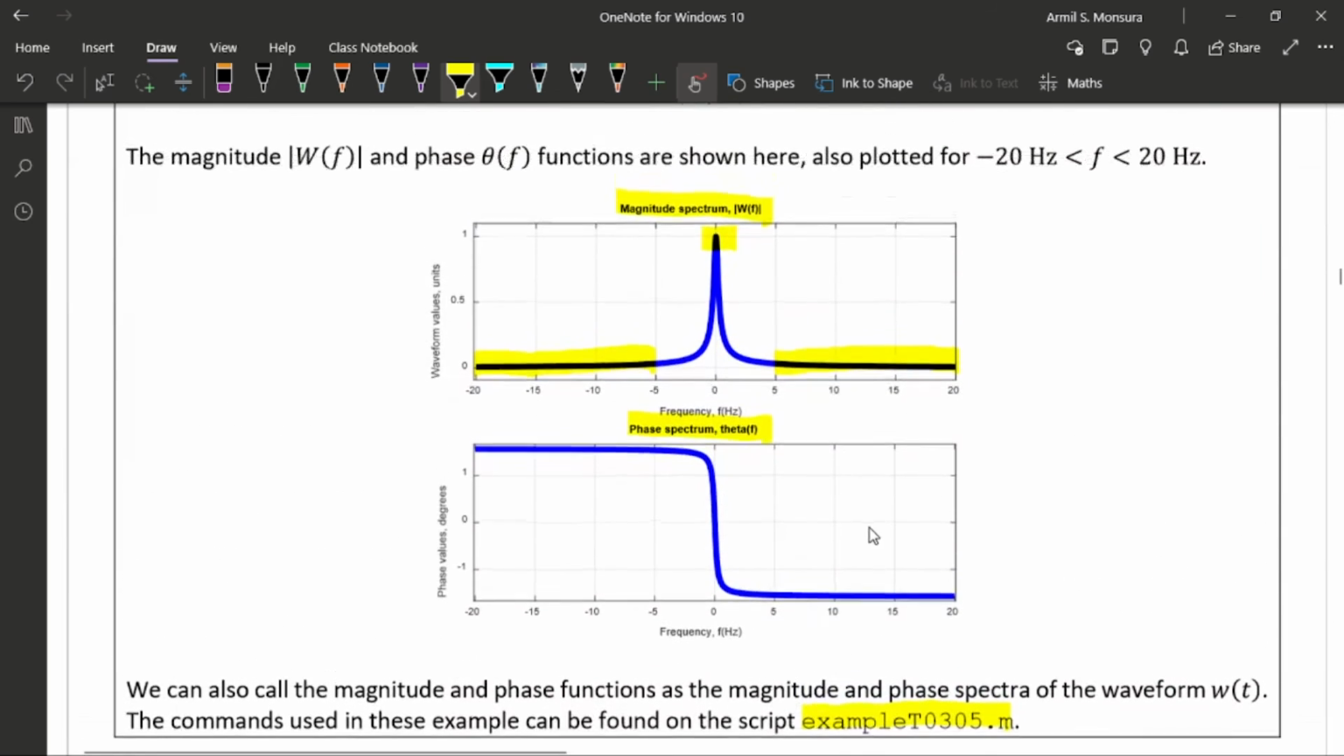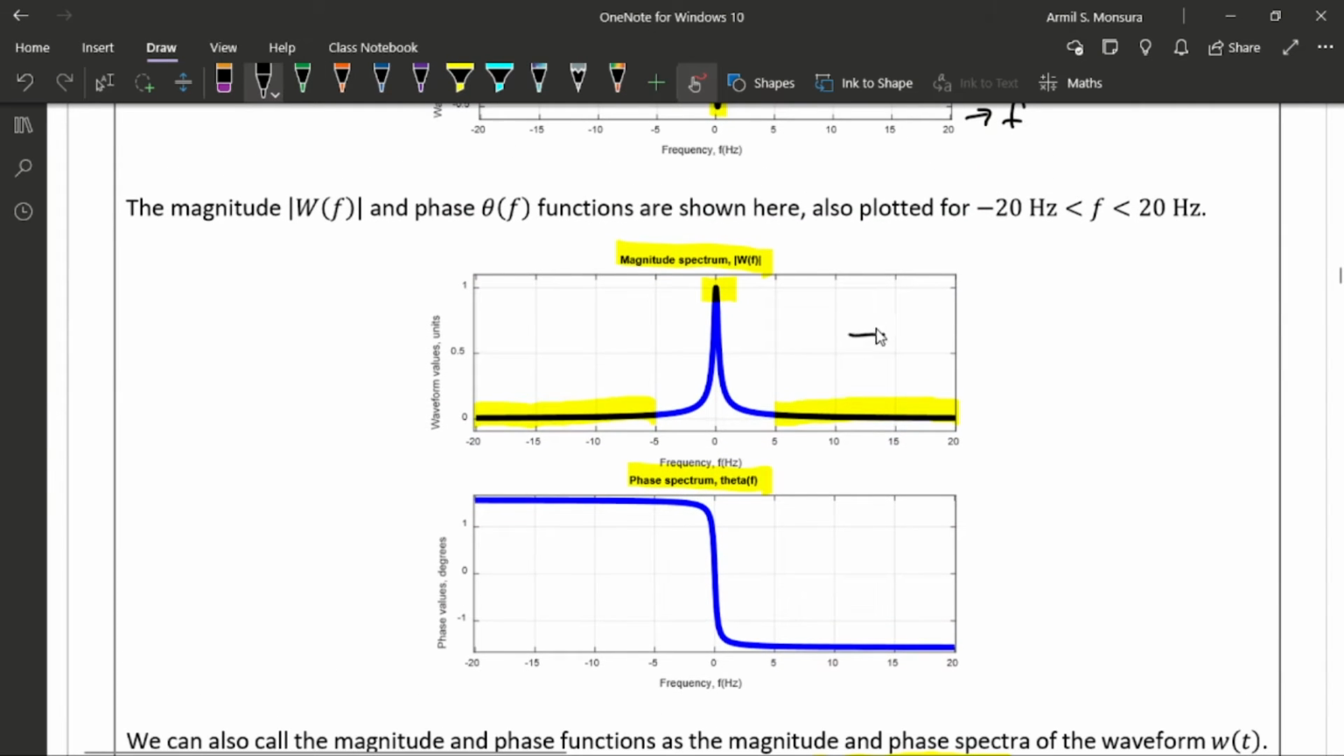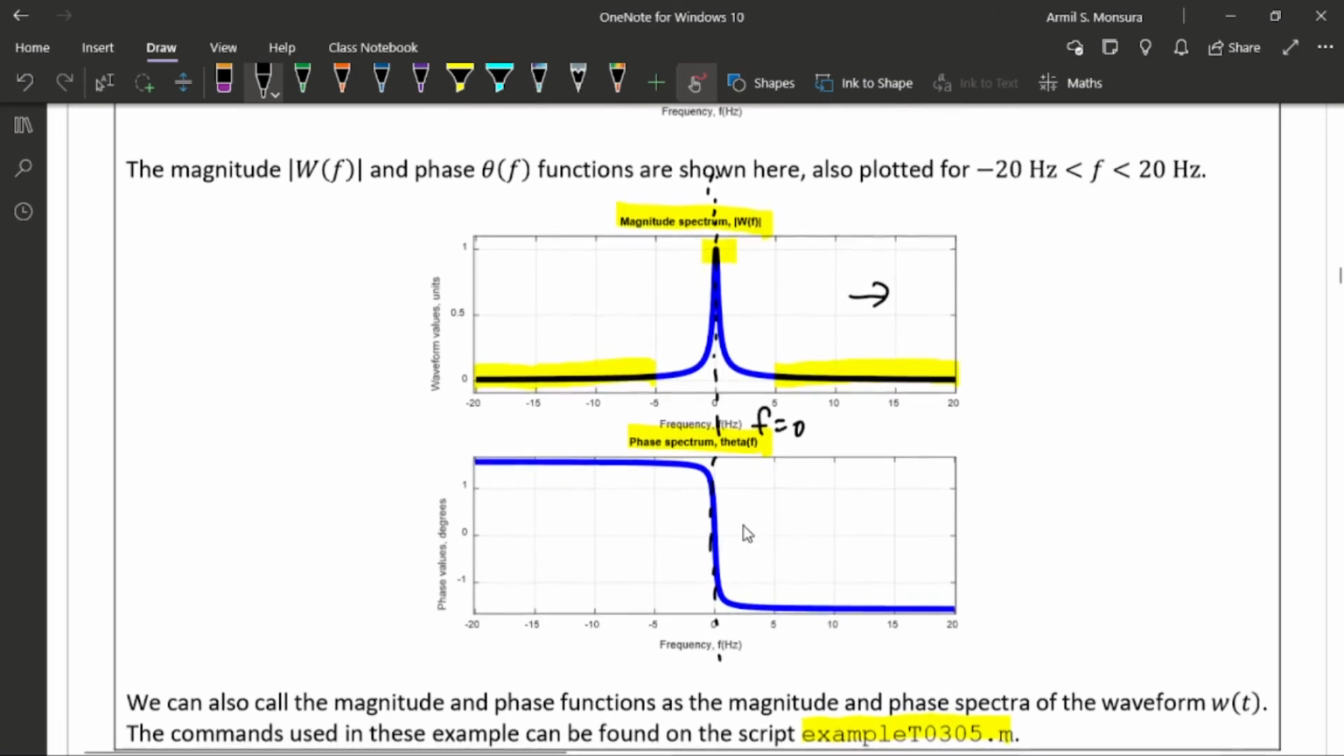You can see that here. One example of which is this one. You can see that this is even symmetrical. If the reference of our symmetry is f equals 0, then when it is even symmetrical, what is on the left of f equals 0 is also on its right. The right is a reflection of the left. While here, what is on the other side is negative. So this is an example of an even symmetrical spectrum, and this is an example of an asymmetrical spectrum.